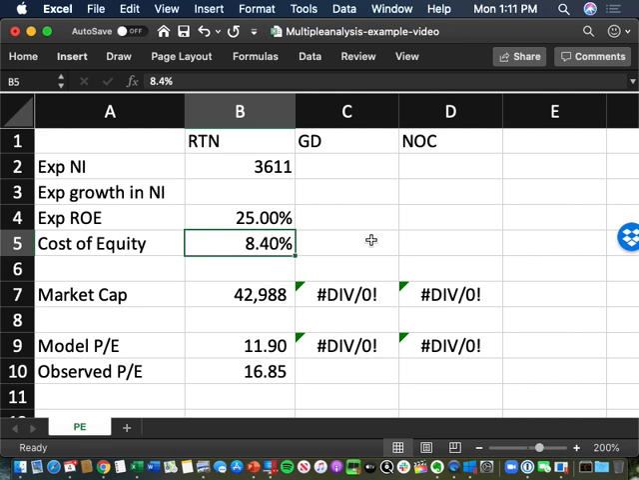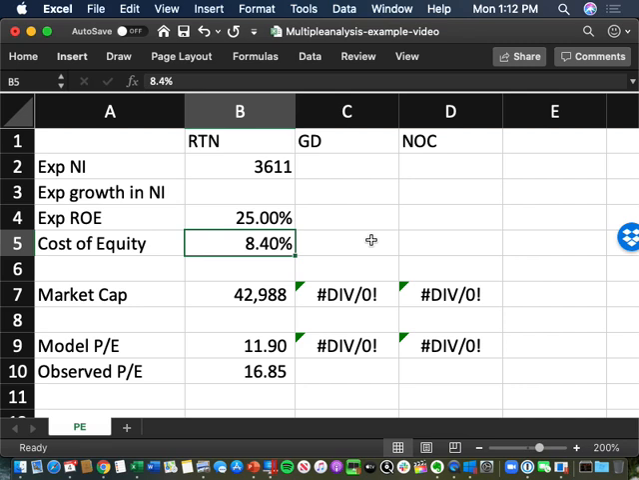Again, I'm doing the 3-year average to represent the future, but what I really need, because this is a perpetuity, is the ROE into the future. I'm going to say that the 3-year average seems representative, but that will not always be the case. Let's say it's about 25. Well, guess what? At a 25% ROE and an 8.4% cost of equity, that's an 11.9 PE. And they're trading at 16.85.